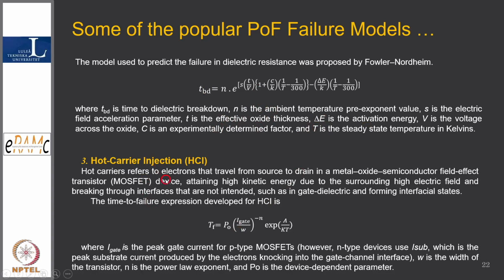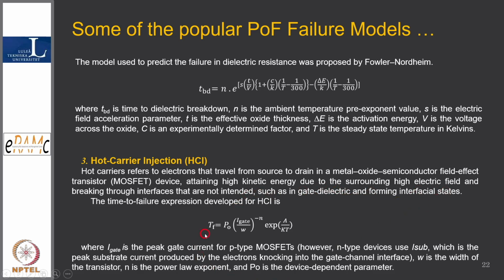Hot carrier effect. Carriers refers to the electrons that travel from source to drain in metal oxide semiconductor field effect transistors. It is specific to MOSFET actually. I showed you the diagram, how the electrons travel from source to drain, and this is the mechanism associated with the hot carrier effect. The electrons attain kinetic energy due to the surrounding high electric field. So the electron receives additional energy and starts moving and breaking through interfaces that are intended barriers, such as the dielectric. You saw there the dielectric, and forming interfacial states.